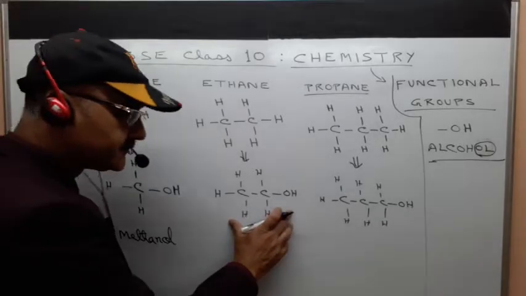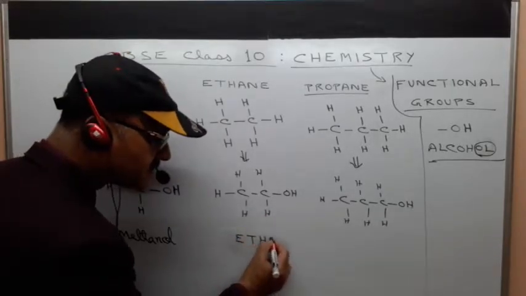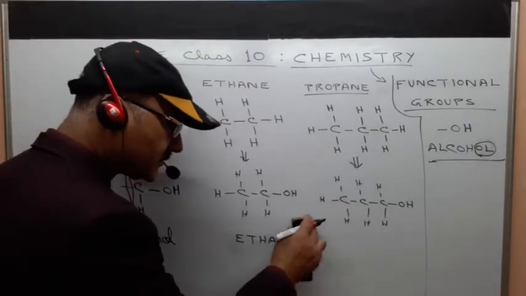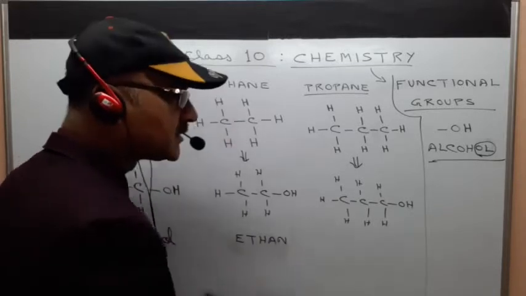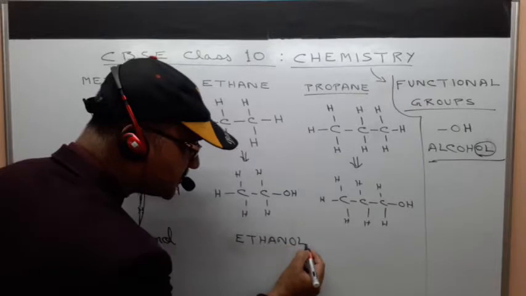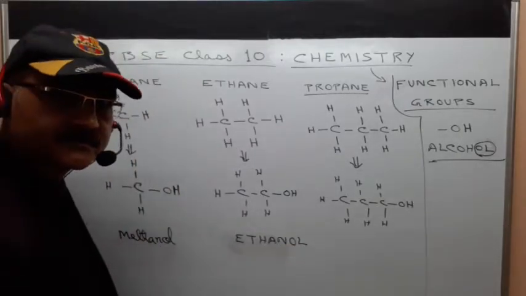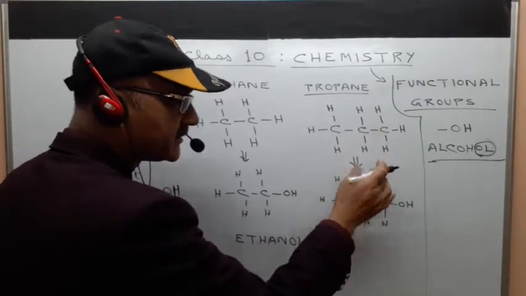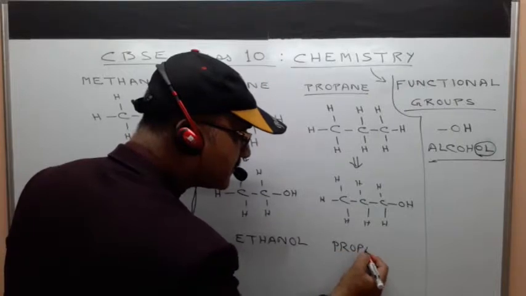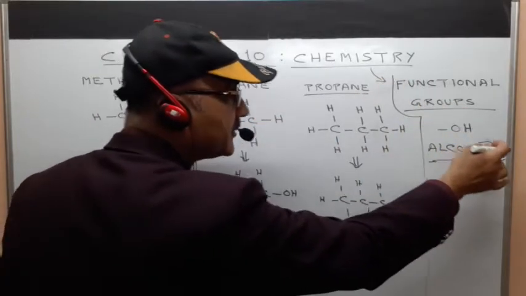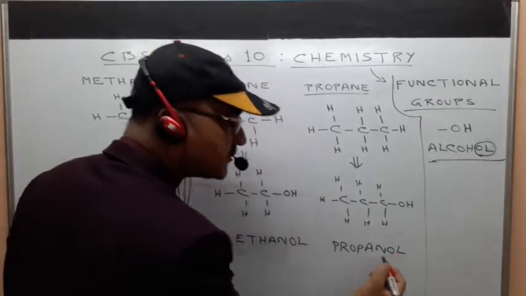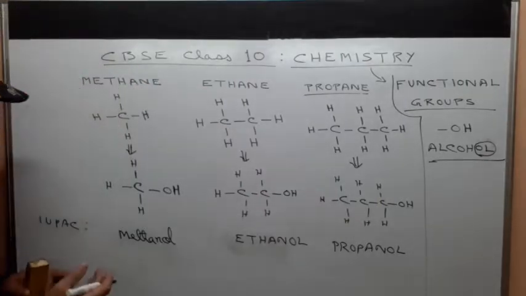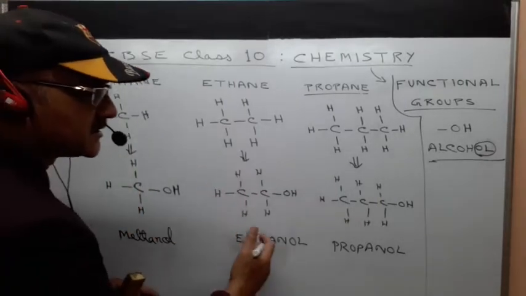Let's give this a name. So this is ethane. So this E we replace with OL, so this becomes ethanol. Okay? This one has come from propane. So propane, this E we replace with OL, so this becomes propanol. Clear? So what we get is this is methanol, this is ethanol, this is propanol.